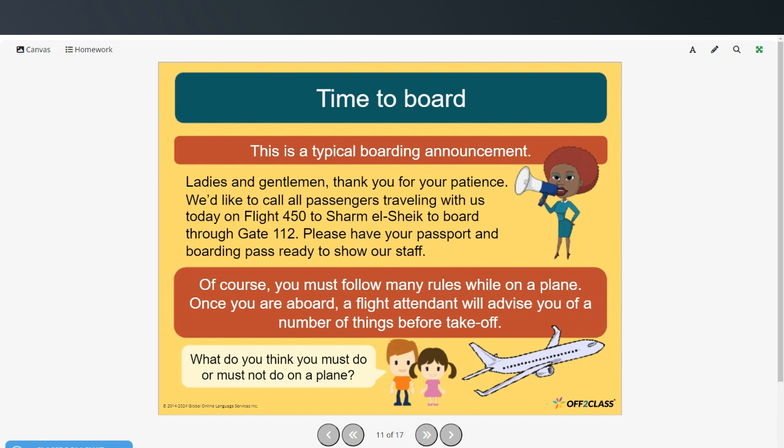Well, some things might include fastening your seatbelt when you're in your seat, following the instructions of the flight attendants, putting your phone into airplane mode, not smoking, using headphones if you're listening to music so you don't disturb other passengers. Those are just some of the requirements when you're flying.